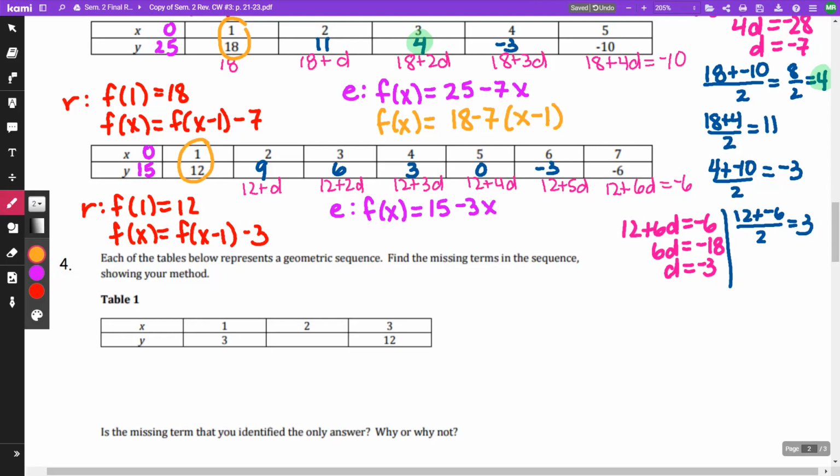Again, if I wanted to start with my 1, that would have been f of x is equal to my first term, which is 12. I'm still minusing 3, but this time I'm going to minus it x minus 1.